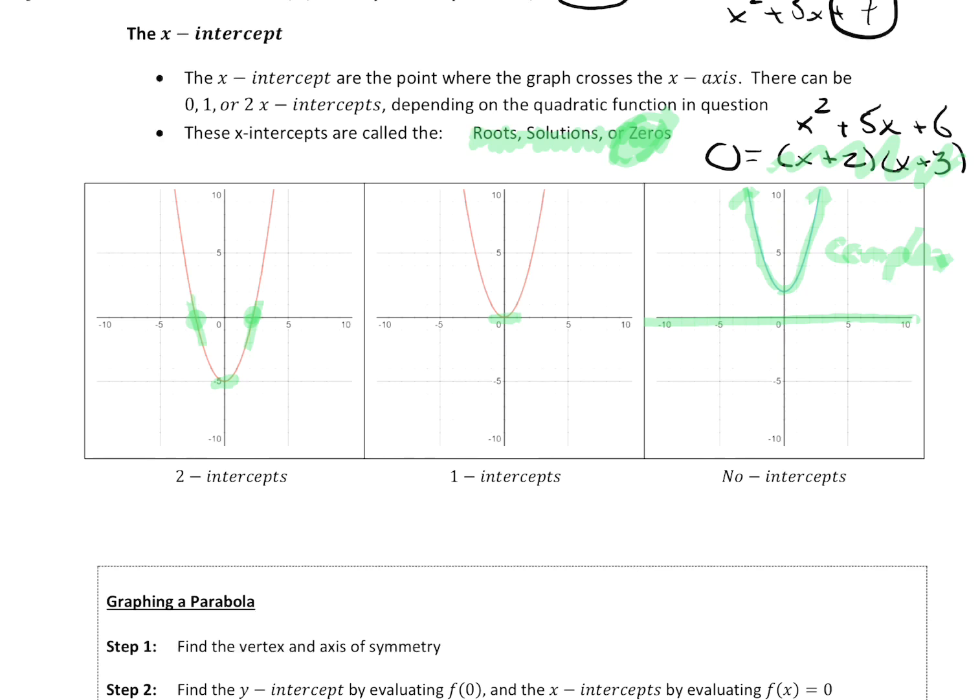So you're going to have one of 3 scenarios, and it's exactly the same if your a value is negative, right? You're going to have a graph that is upside down. It either cuts through here and here, doesn't cut through and just sits right on it, or doesn't cut through at all. So exactly the same, just with a negative a value.